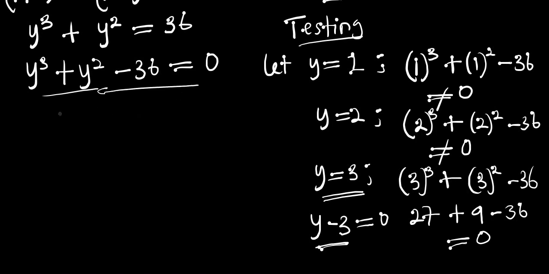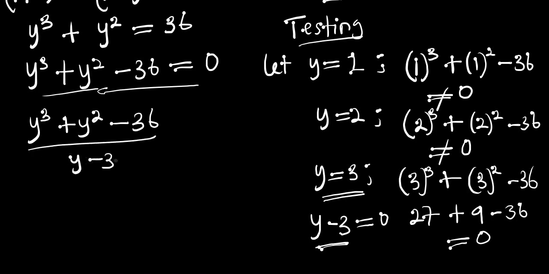So in order to find the other factors, we are going to divide y power 3 plus y power 2 minus 36 by y minus 3. When we divide by y minus 3, we are going to find the other factors in such a way that we are going to multiply it with this y minus 3 and we will have this. So let's find the other factors and let's carry out the division. In order to carry out the division, we can use long division or we use the synthetic method. So in this video, we are going to make use of synthetic division.